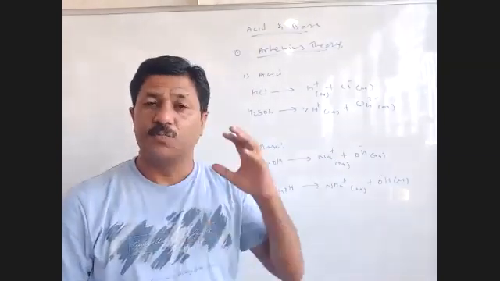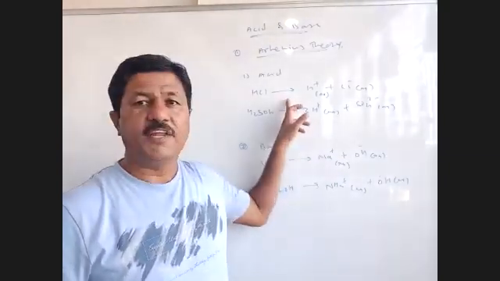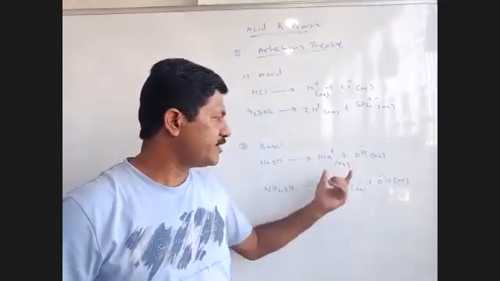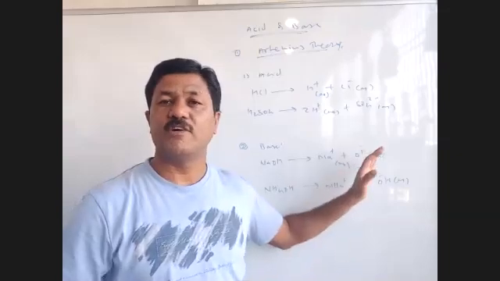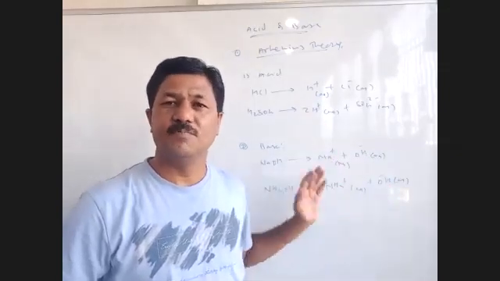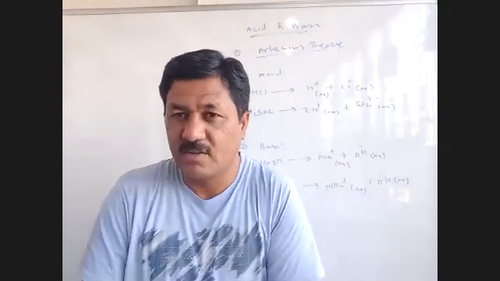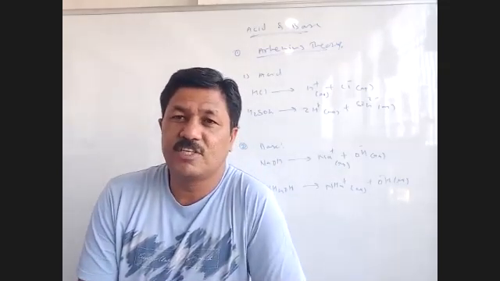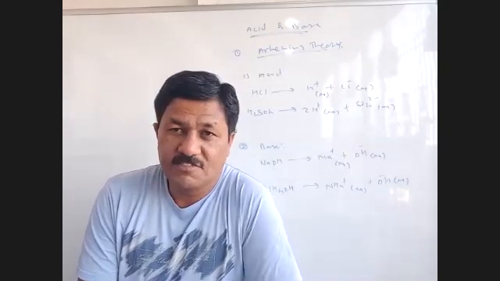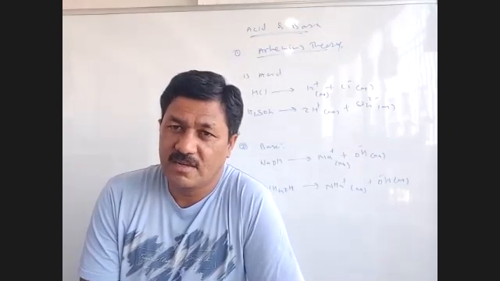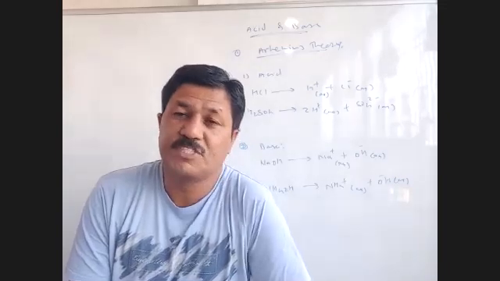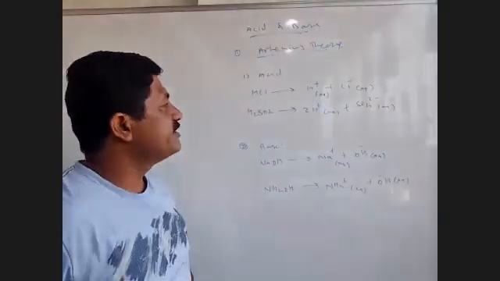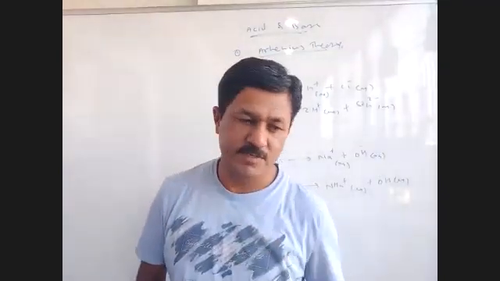The substance which has hydrogen and produces H plus ions in aqueous solution is called an acid. And the substance which has a hydroxyl group and, when put into the water, produces hydroxyl ions must be called a base. So, a simple definition according to Arrhenius theory. I hope everyone got it. Acid is the substance which has hydrogen and produces H plus ions in aqueous solution, and base is the substance which has a hydroxyl group and produces OH minus ions in aqueous solution. So these are the two definitions according to Arrhenius theory for acid and base.